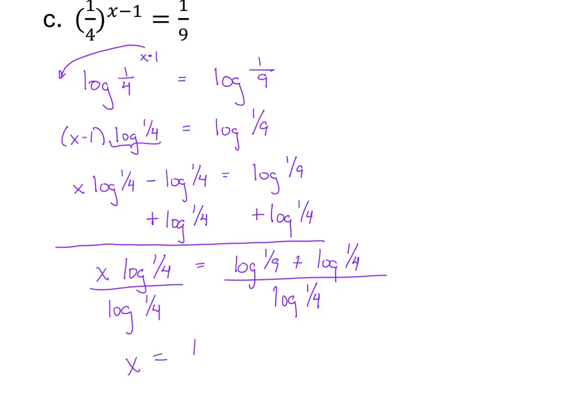And so what we have for our exact answer is log of 1/9 plus log of 1/4, all divided by log of 1/4. Make sure that when you put this in, you have all of your parentheses where they need to be, including around the numerator. All right, let's plug this into our calculator and see what we come up with. Again, we do want parentheses around that whole numerator.